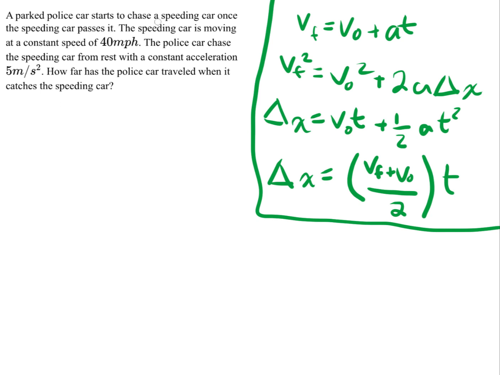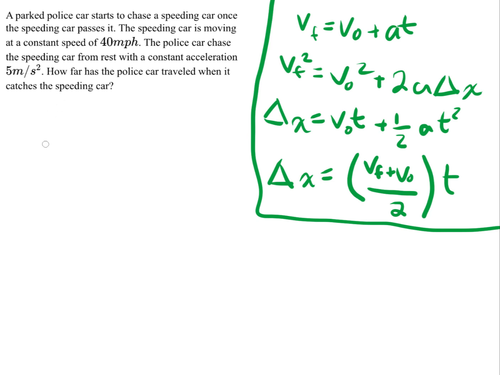A parked police car starts to chase a speeding car once the speeding car passes it. The speeding car is moving at a constant speed of 40 miles per hour. The police car chases the speeding car from rest with a constant acceleration of 5 meters per second squared. How far has the police car traveled when it catches the speeding car?